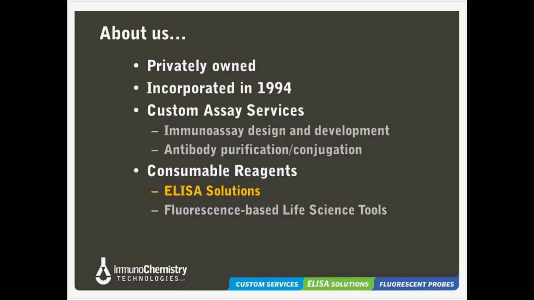Then in 1997, we said, hey, we have all these assay-type components that we could convert to products. And so we started selling what we call the ELISA Solutions products. And in 1999, we decided to branch out into fluorescence-based assays, because that was a growing area with advancement in fluorescent probes and fluorescence plate reader technology. So we also do that on the other side of our company.